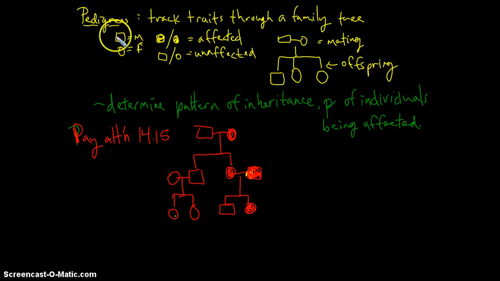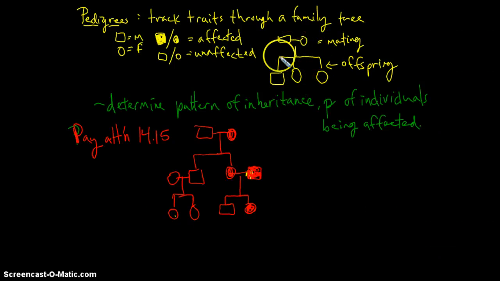Now, a couple things to remember. Squares represent males and circles represent females. If the individual has his or her symbol shaded in, that indicates that the person is affected or the person has the trait of interest. And if the person's symbol is left empty, then the individual is unaffected. Now, matings between individuals are represented by horizontal lines connecting the male and female. And then parents are connected to their offspring by vertical lines.